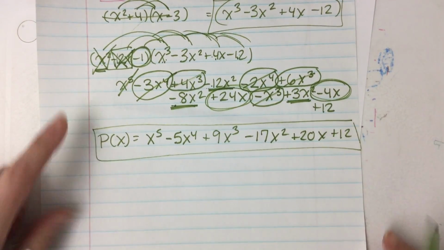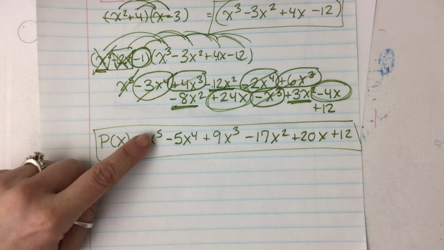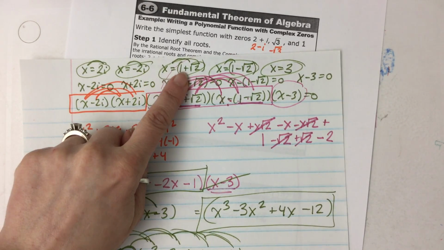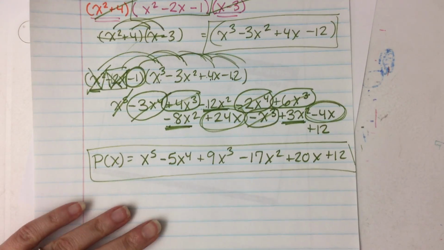This is the polynomial function where if we were going forwards and I said, hey, find the 5 answers, your answers would be plus or minus 2i, 1 plus or minus the square root of 2, and 3. Your assignment today is to try 3 of these.